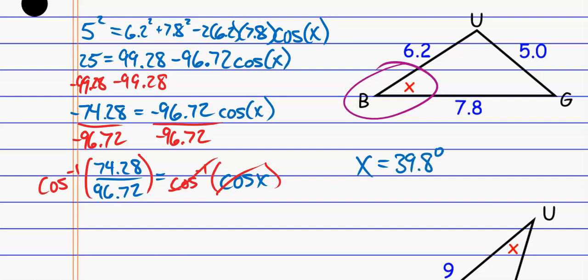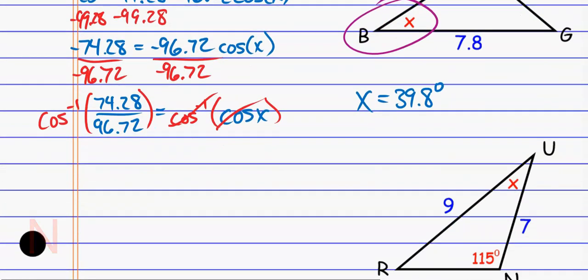Okay? And that's it. All right? And again, it's always going to be the same couple steps when we solve this thing. Combine the squareds, all right? Subtract, divide, take the inverse cosine.